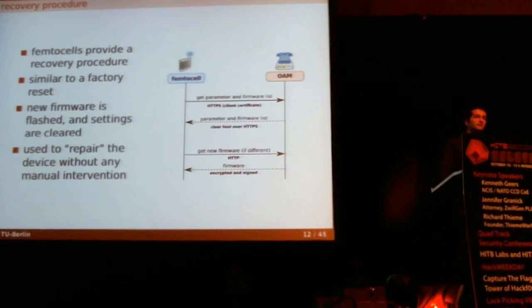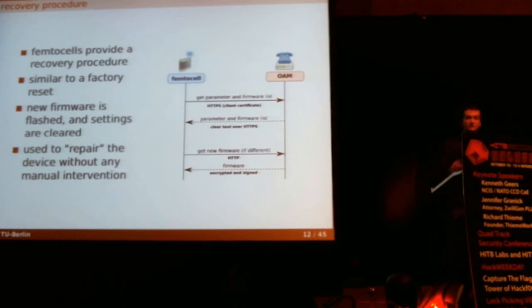Like we've already said, they cannot come to your home to reconfigure the femtocell. They have to reconfigure it remotely. So if something is broken or if something happens, they just tell you to press the button on the back, the recovery button, similar to a factory reset. The femtocell will connect to the internet, grab the latest images and the latest configuration, and install them. This way, it should have a working image and connect to the network.